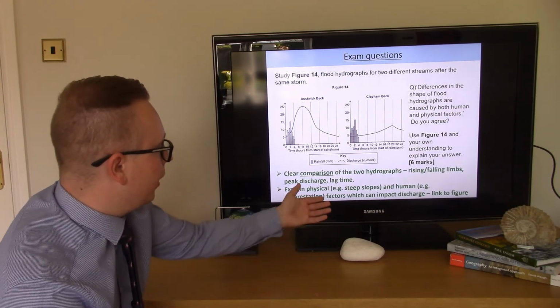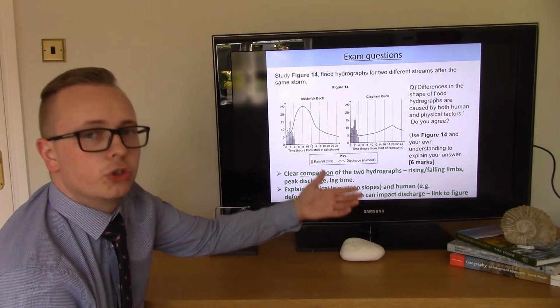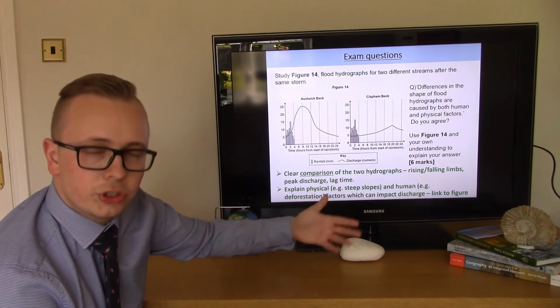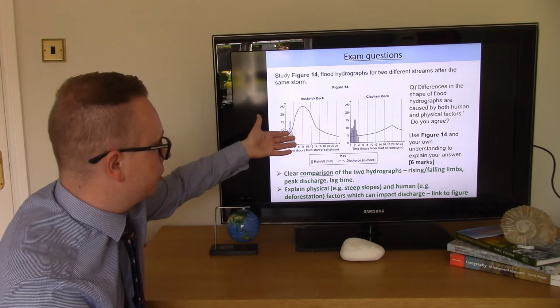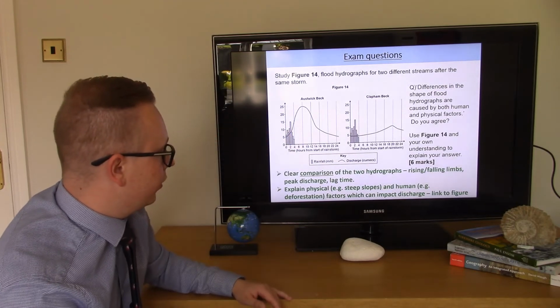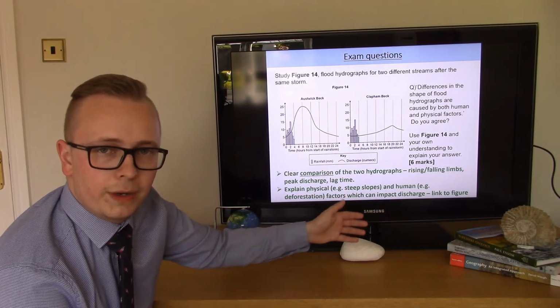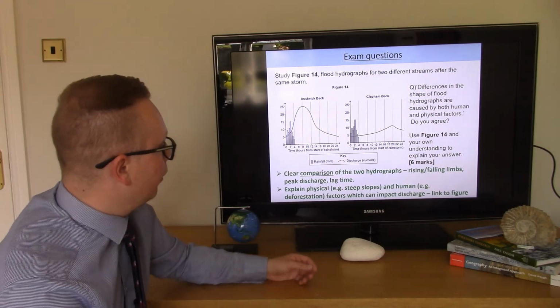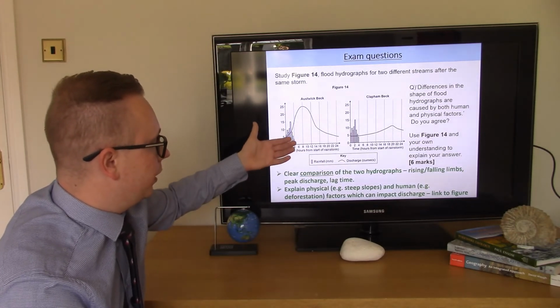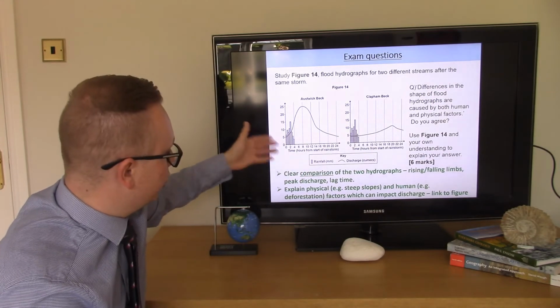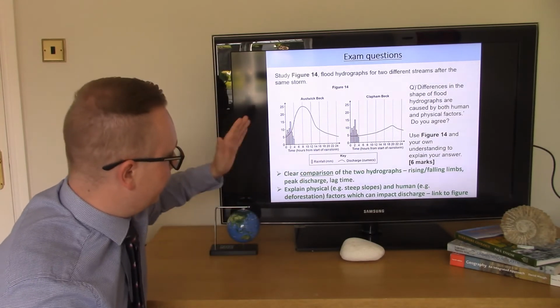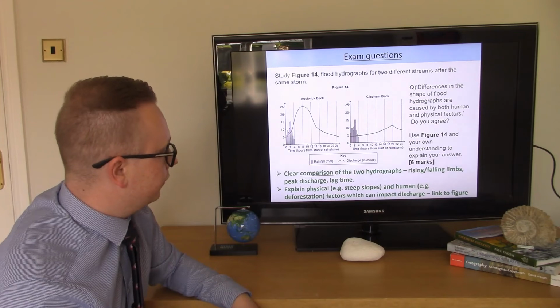So we can talk about steep slopes, for example, and we could suggest, we don't know, we're suggesting, it's a sensible suggestion, that Ostwick Beck has steeper slopes because that's what's allowed the discharge to increase. We could also talk about human factors such as deforestation, and we would suggest that Ostwick Beck has experienced greater deforestation, there's less vegetation here, because waters reach the channel quicker, hence that higher discharge curve.